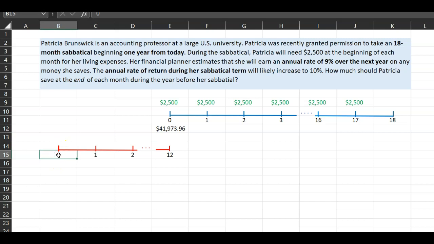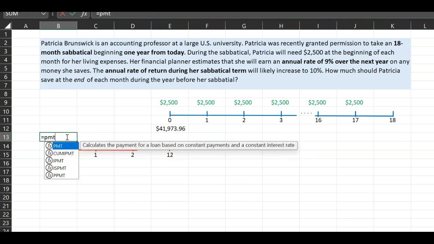With that information, we can now work on this timeline. Here is Patricia. She's trying to figure out how much should she invest or save at the end of each month over the next 12 months or next 1 year, so that she can effectively have $41,973.96 in the future. This, too, is a rather simple exercise where essentially we want to figure out the payment or the annuity amount that needs to be saved at the end of each month, so equal to payment.